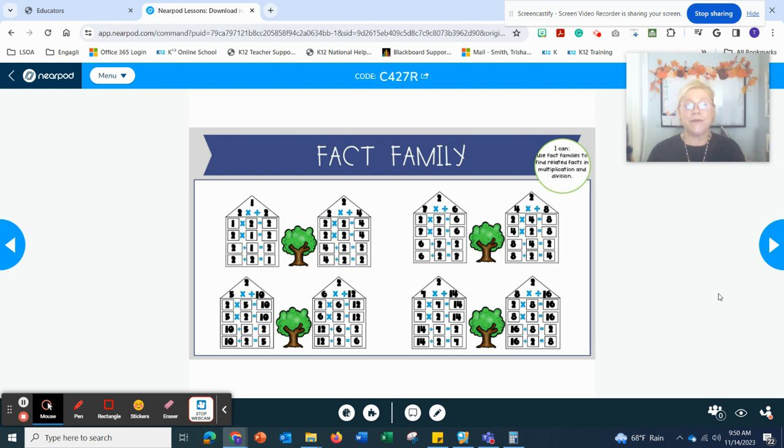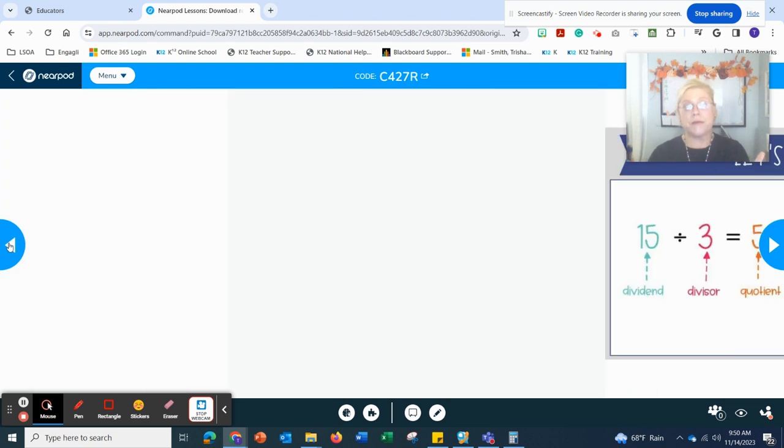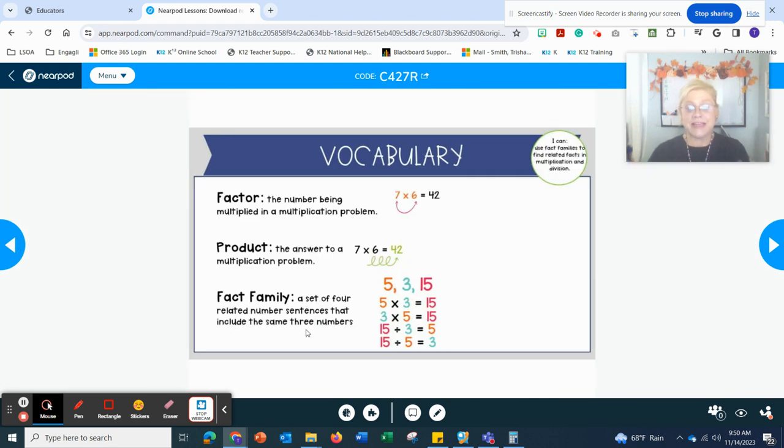So this is how I was taught what fact families are, even when I grew up, even in college. We say families because they're all related. Fact families, a set of 4 related number sentences that include the same 3 numbers. So they're number sentences or problems, multiplication and division problems using the same 3 numbers.